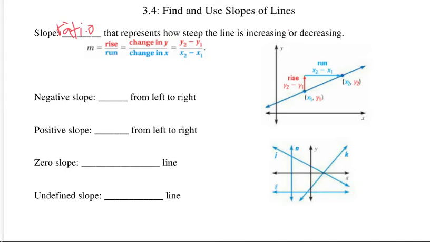We find the difference in the y's, so that's the rise, and then we put that over the difference in the x's, so that's the run. So there's 4 different types of slope answers you could get. You could get a negative slope, a positive slope, a zero, or undefined slope. If you look at your picture over here on the far right, a negative slope means that from left to right, it is decreasing, so it's going down. If it has a positive slope, then from left to right, it's increasing, so that would be going up from left to right.